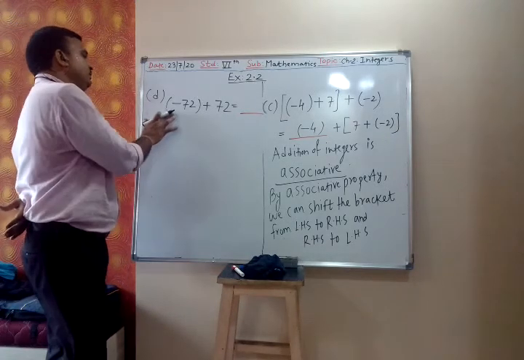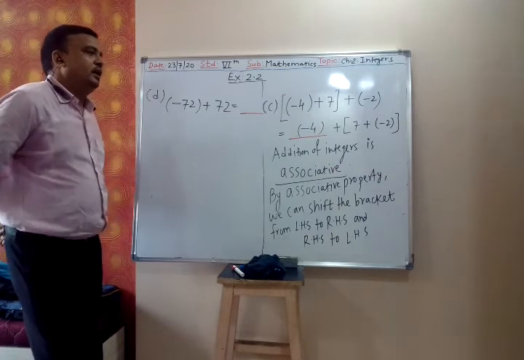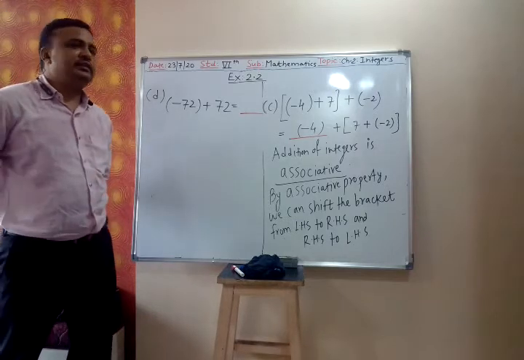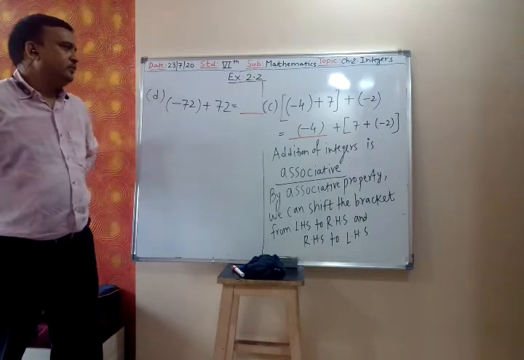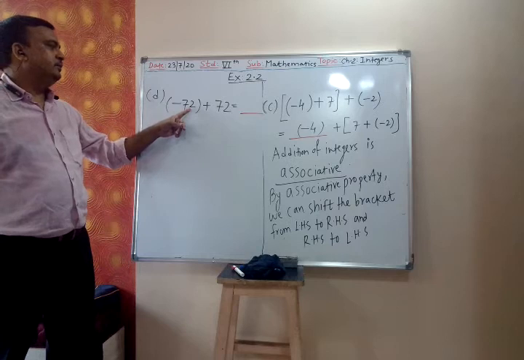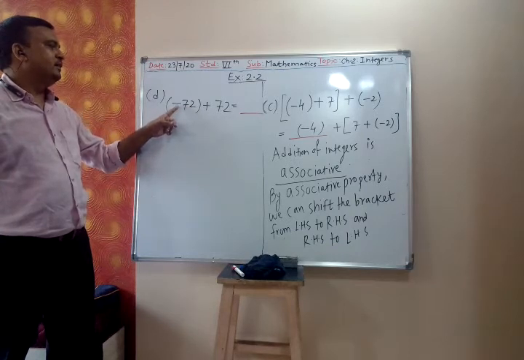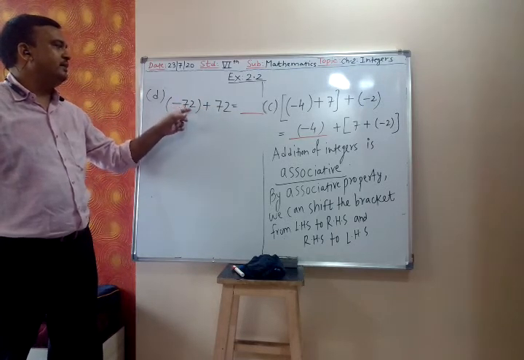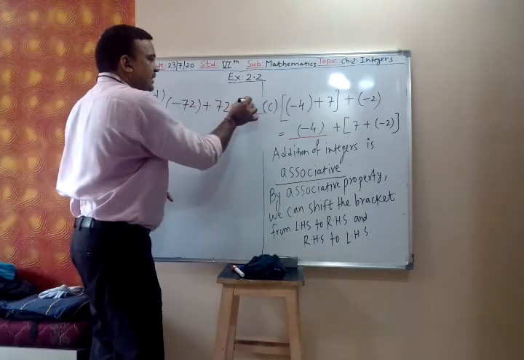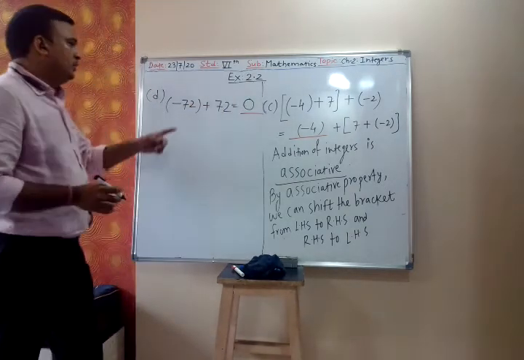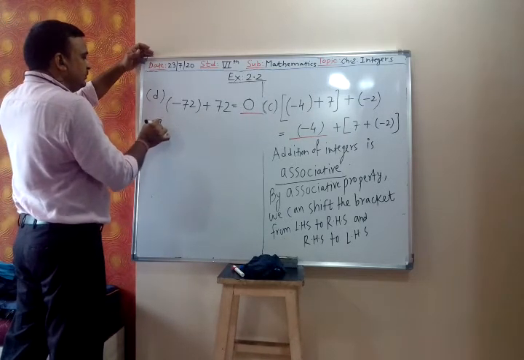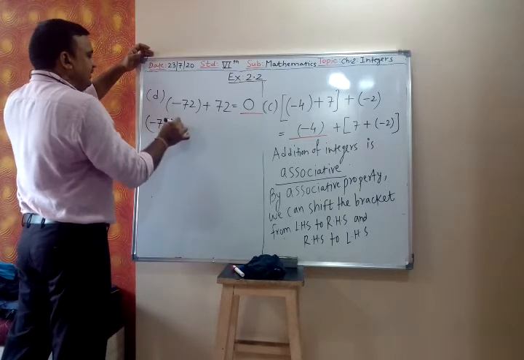Minus 72 plus 72. Yes, right. Minus 72 plus 72. What is this 72? Yes, minus sign. What is this 72? Plus sign. So minus and plus have opposite signs, so I have to subtract. 72 minus 72 is 0. The answer is 0. So you have to write the reason. Minus 72 is the additive inverse.